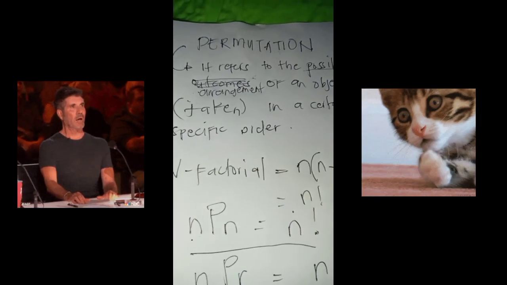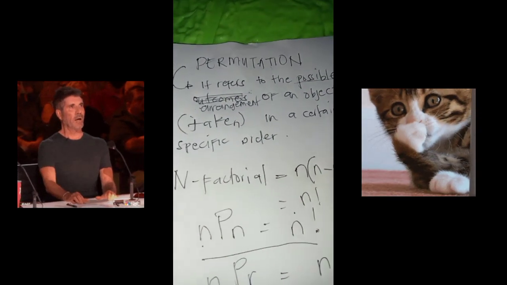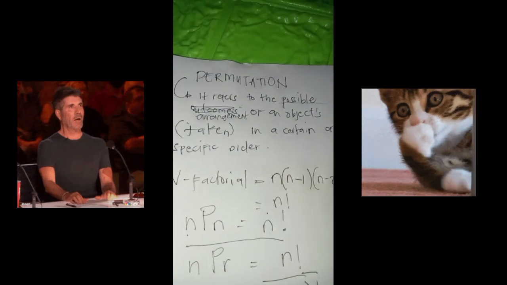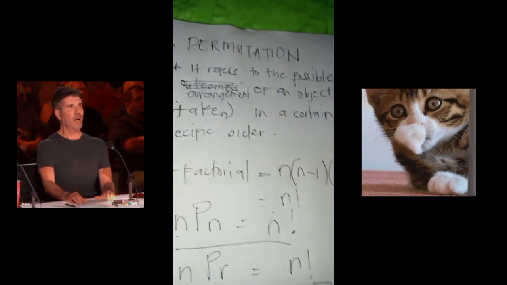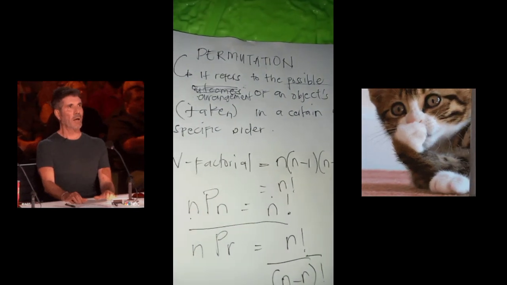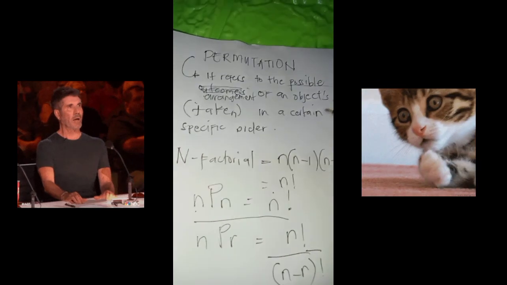Permutation refers to the possible arrangement, not outcomes, of objects in a certain or specific order. Again, permutation refers to the possible arrangement of objects in a certain or specific order.